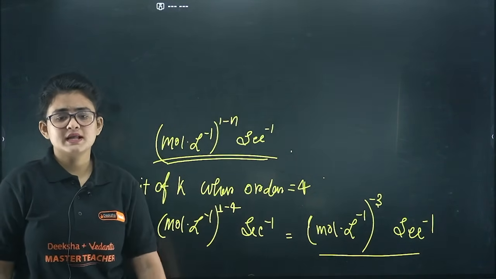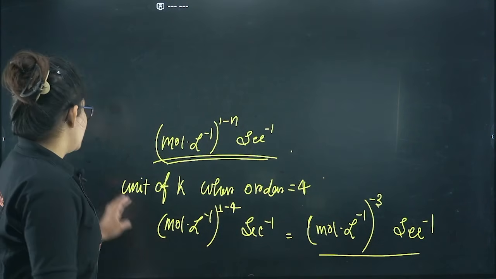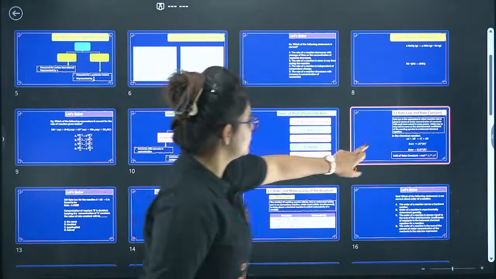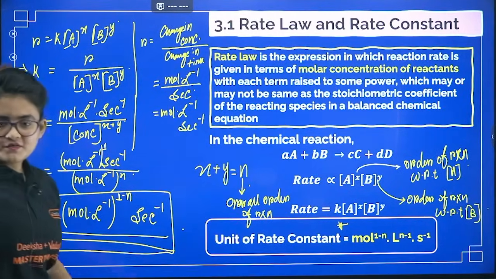So this is how you can calculate, my dear. Okay, I guess it's clear to you. Yes, let's proceed further.